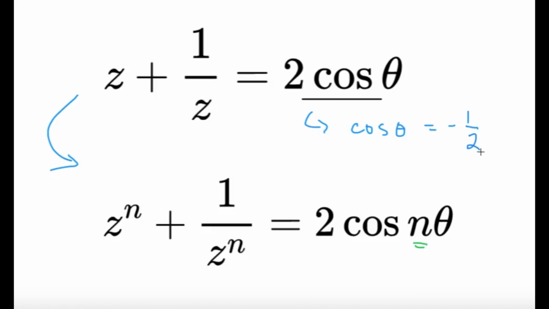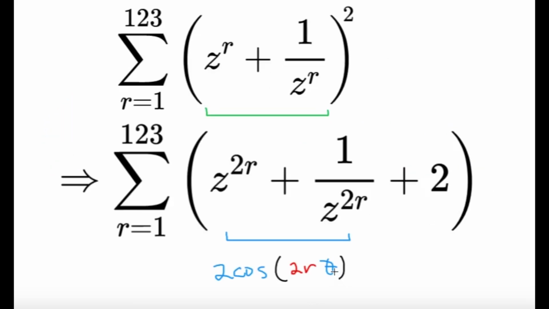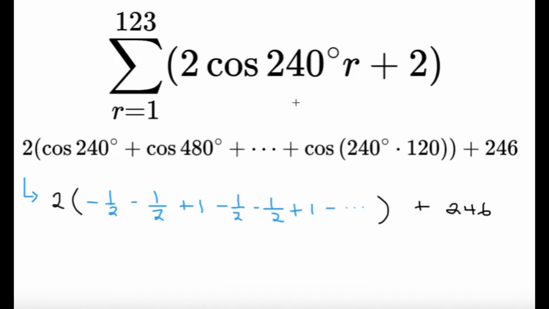Now we can take any value of theta, but let's try to get theta in the range 0 to 360. From our special angles, we know that theta equals 120 degrees will work, because cosine of 120 degrees is indeed -1/2. So we're just going to put theta here as 120. If I put theta as 120 degrees, then 2r theta is simply 240 degrees times the value of r. So that's this thing that you see here.